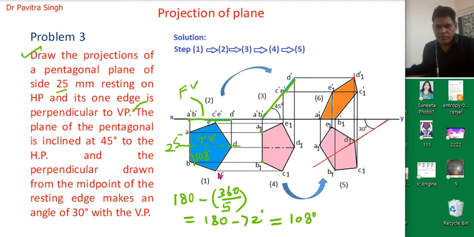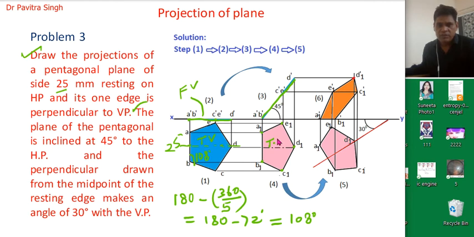Similarly, a horizontal line from point C and a vertical line from point C dash will meet at point C1. So this is the new point C1. Again we draw a horizontal line from point D and a vertical line from point D dash. So this will be a new point D1. The intersection of the horizontal line from E and the vertical line from E dash will give you point E1. So now we have five points A1, B1, C1, D1, E1. So this is our new projected surface.